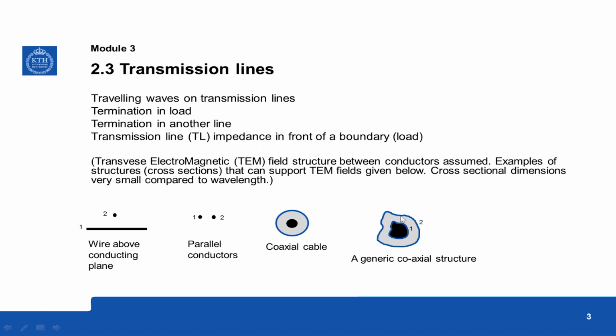The shapes need not be very regular as long as the cross-section is the same and the line is fairly large compared to the wavelength, and the cross-section is very small compared to the wavelength. It is possible to have a TEM field structure.